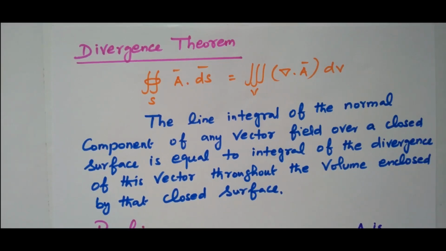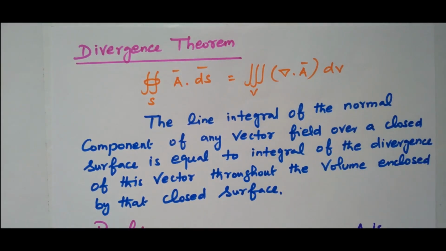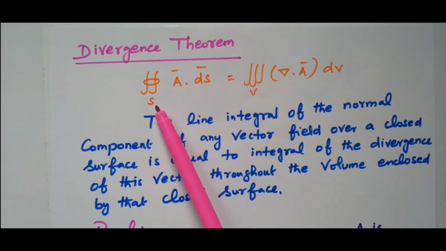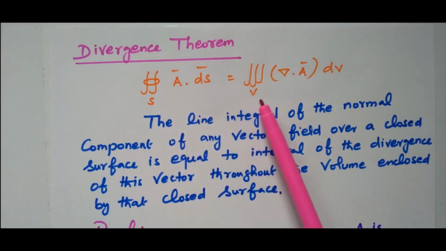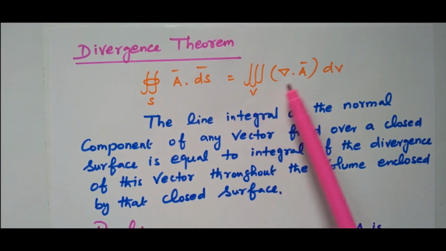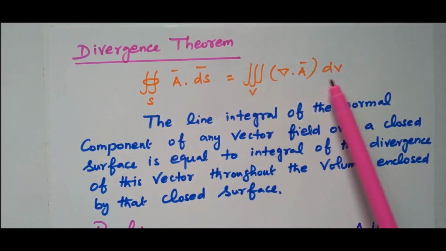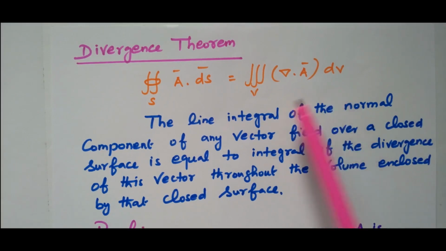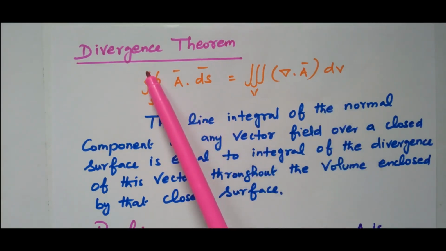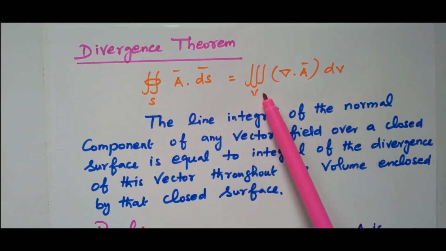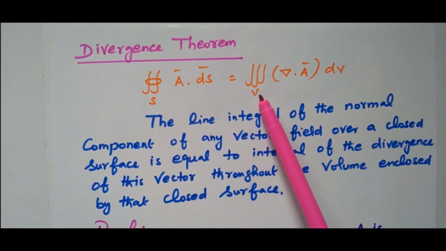Now we'll see the divergence theorem. From the definition of divergence, we'll go to the divergence theorem. So what is given is the double integral, surface integral A dot ds, equal to the triple integral, volume integral, del dot A into dv, right? So the divergence theorem relates the surface integral to the volume integral, double integral to triple integral, right?